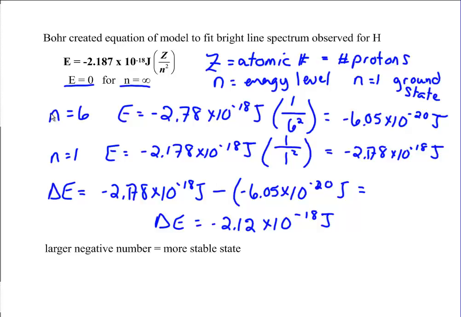Something that's important, and usually the negative sign is left off, but the larger the negative number, so here we've got negative 2.12, here we have negative 2.17, and here we have negative 6.05, but it's to the negative 20. So the larger the negative number, the more stable the electron is. So if we compare these two values of negative 2.178 times 10 to the negative 18, negative 6.05 times 10 to the negative 20, this is much more stable because it's a larger number. Negative 18 is a larger value than negative 20.